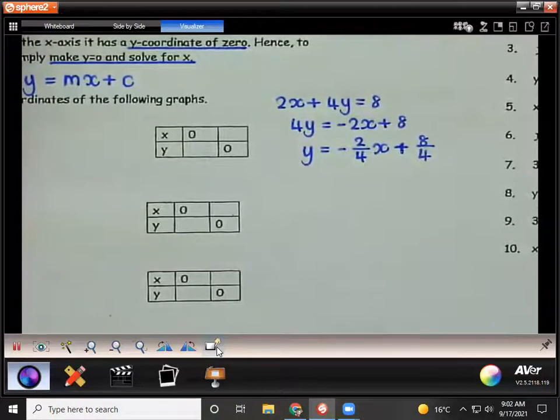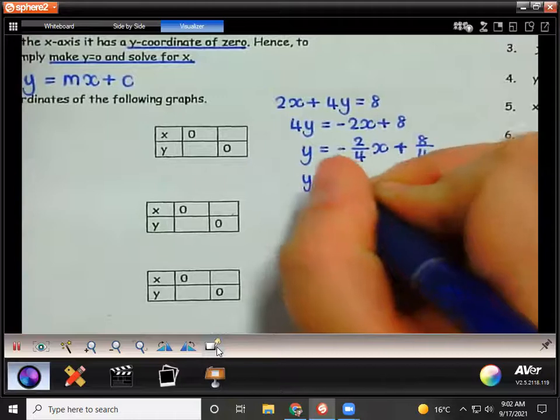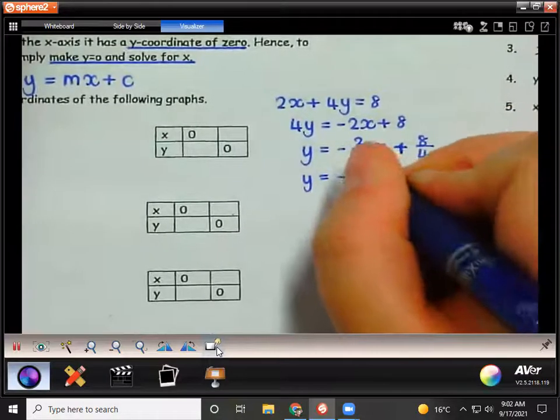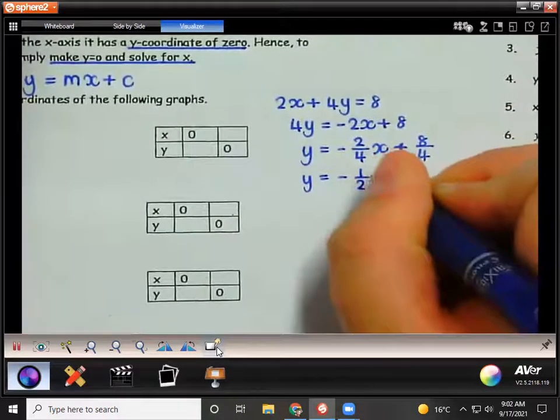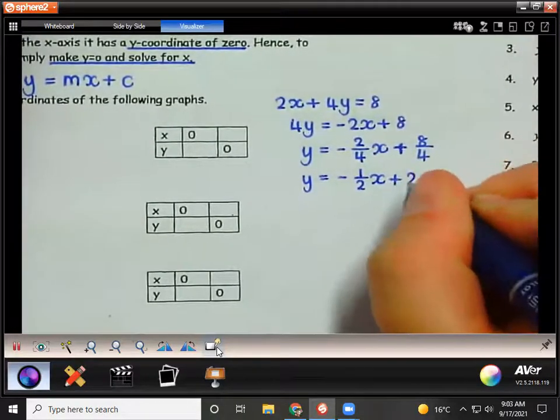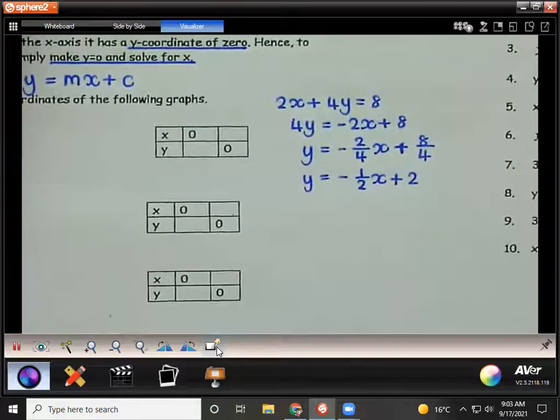But now we can't leave it like that, right? Those aren't written in their simplest forms. What is 2 over 4? How can I simplify that? 2 over 4 is actually a half, hey? So this is negative a half x plus, what's 8 divided by 4? 2. Okay, so that is what you have to do when you need to write an equation in standard form, which will come quite a lot.